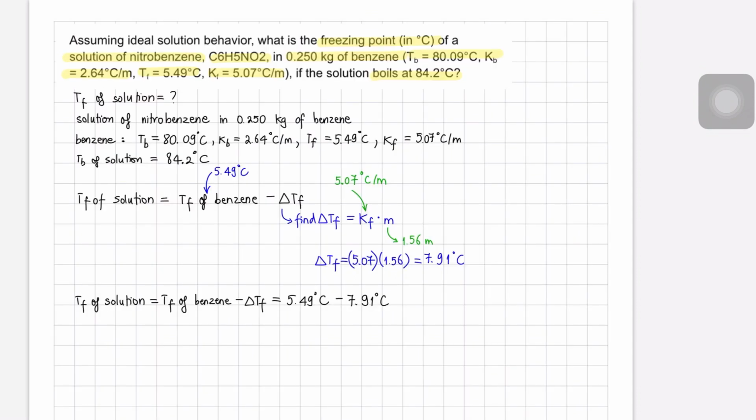And so now finally, let's go back to find the freezing point of the solution. That's going to be Tf of benzene, the freezing point of benzene, minus delta Tf, the freezing point depression. That's going to be 5.49 minus 7.91. And we'll get a value of negative 2.42 degrees Celsius. That is going to be the freezing point of the solution.